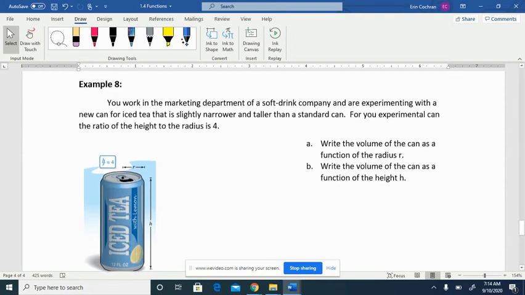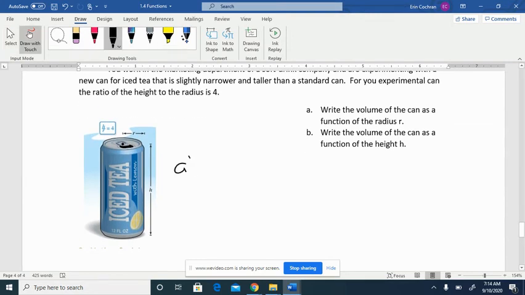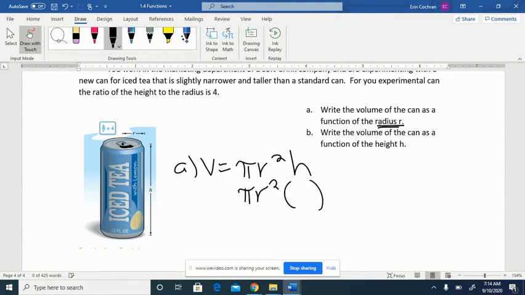So let's think of the volume of a can, or a cylinder. The volume of a cylinder is V equals pi r squared h, okay? Now we want to write this with the radius r, so I'm going to keep r in my equation. We just need to change my height to something in radius. If you look at the diagram here, h divided by r equals 4. So if I'm solving for h, I would multiply by r, so h would equal 4 times r. So I'm going to replace h with 4r, and now I'm going to solve.